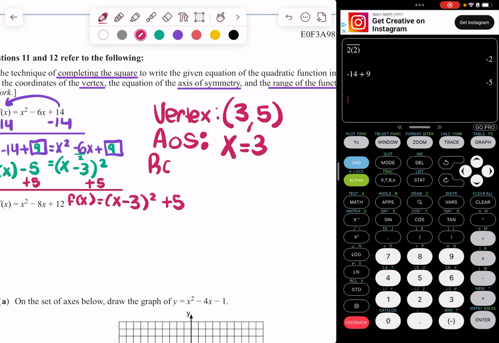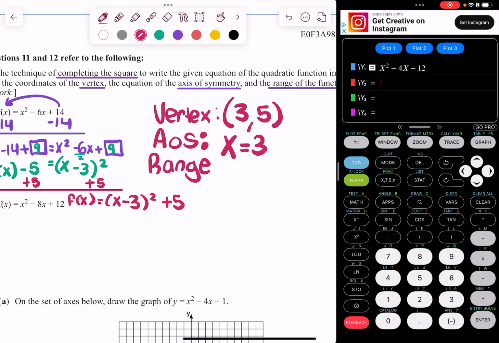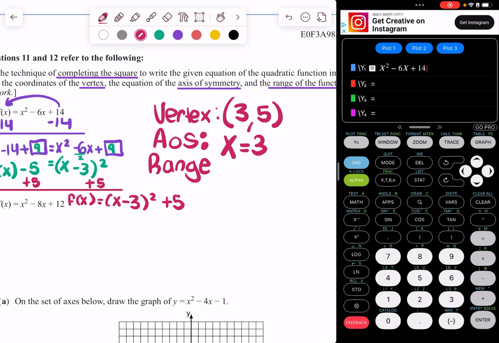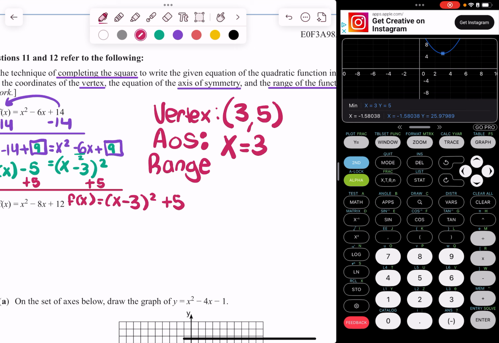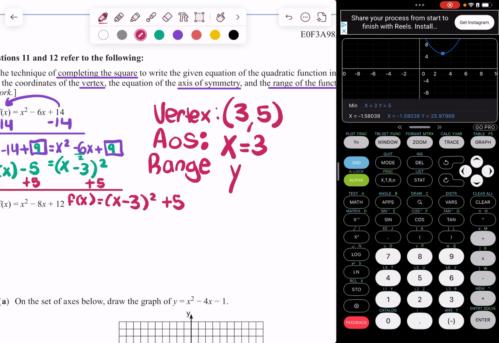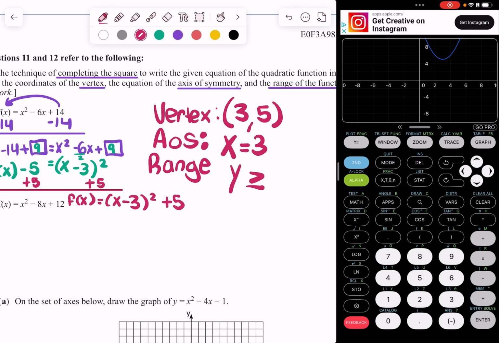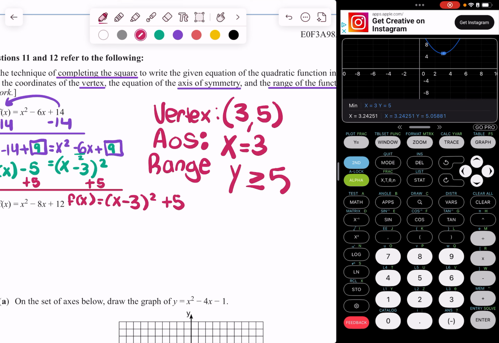And lastly, the range. Let me just show you if I was to graph the original function I was given, x squared minus 6x plus 14, or you could graph the new thing that we had, parentheses x minus 3 squared plus 5. They mean the same thing. If I was to graph this range, you're going to put y. I see my graph goes up, so it's greater than or equal to my smallest number, which is the y of our vertex, which is 5. So my range is that y is any number greater than or equal to 5.